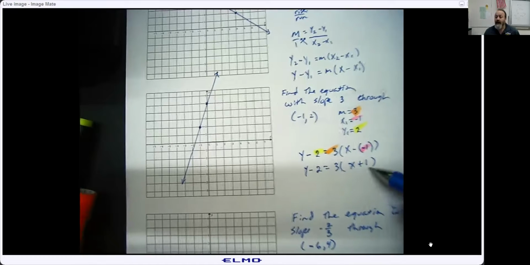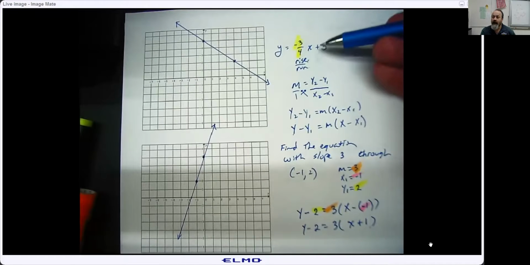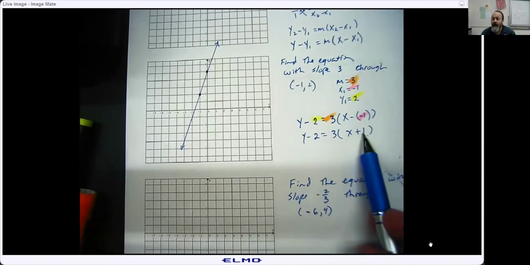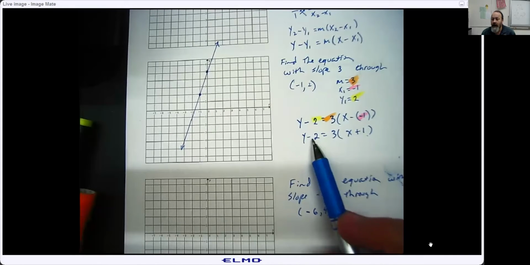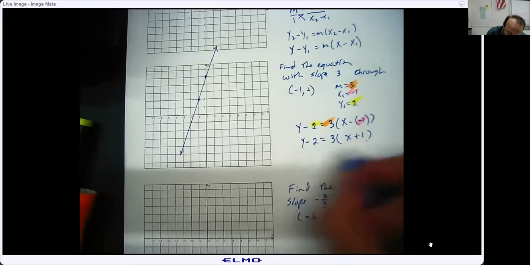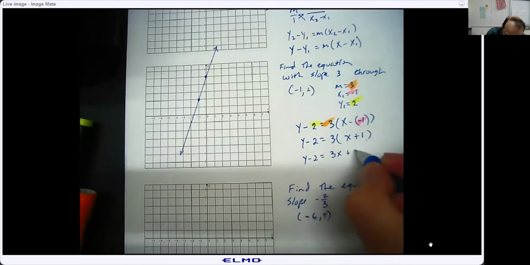Now, a lot of people don't like this form of a line. They prefer a line that looks like the one that we had up here. This looks a little awkward, but you can actually see the coordinate -1 and positive 2 with a slope of 3 right from it. But if we wanted to, we could use the distributive property, take 3 times x and 3 times 1.